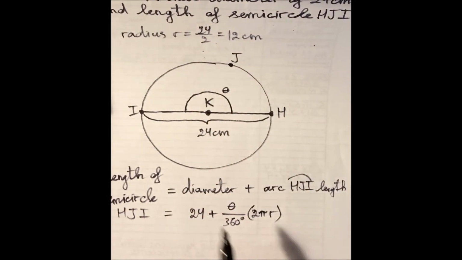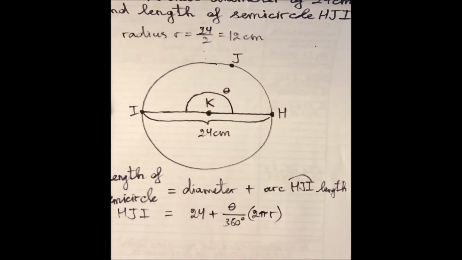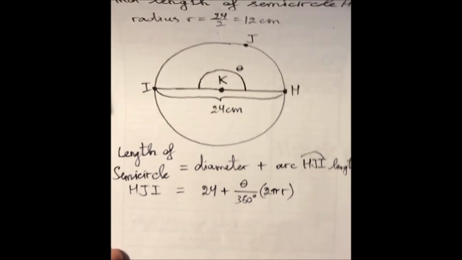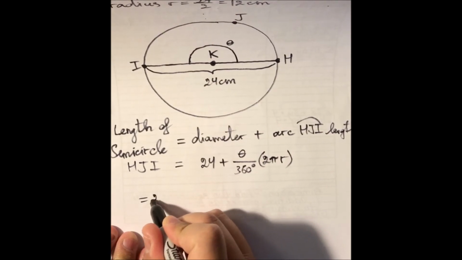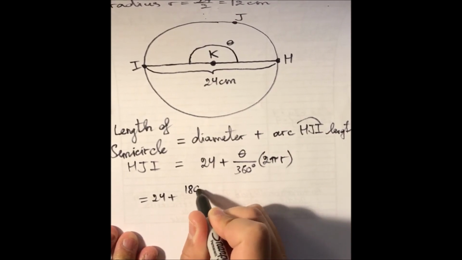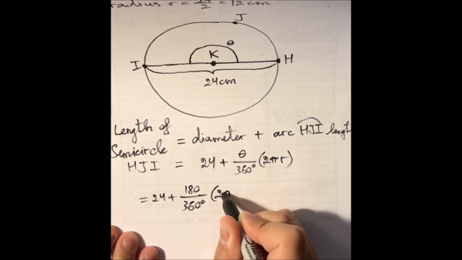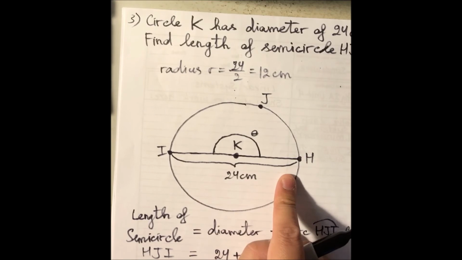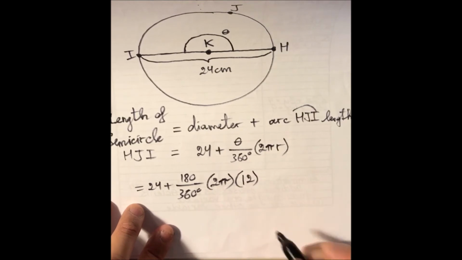Because we're not talking about the entire circle, we're talking about half of the circle, hence the prefix semi up here. And because we're only talking about half of the circle, we know that the total degree of half of the circle is going to have to be half of 360 degrees, which is only 180. So we know the central angle theta is going to be 180. So we have 24 plus 180 divided by 360 multiplied by 2 times pi times the radius, but we know the radius is only half of the diameter, 24, so that's 12 centimeters. So we multiply 2 pi by 12 here.